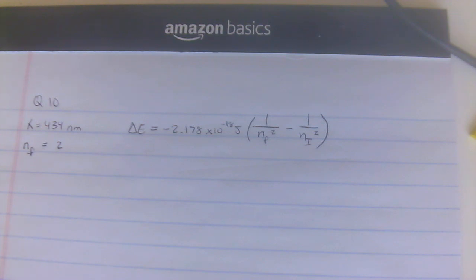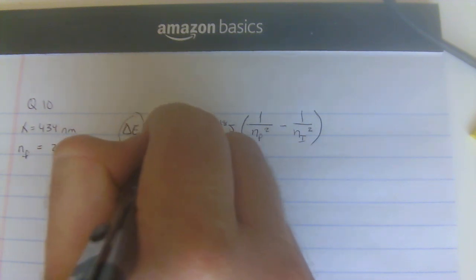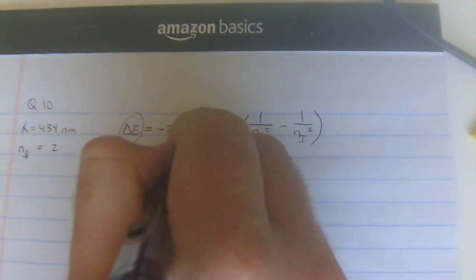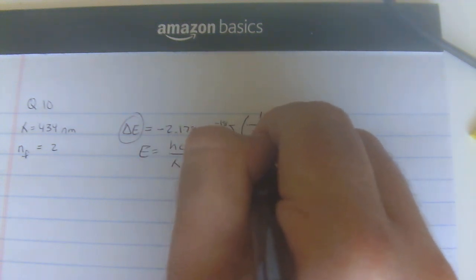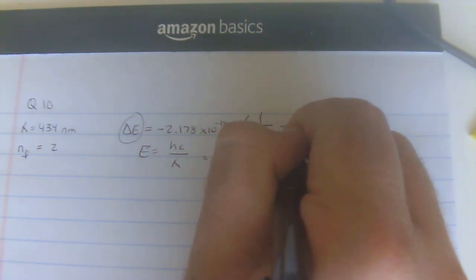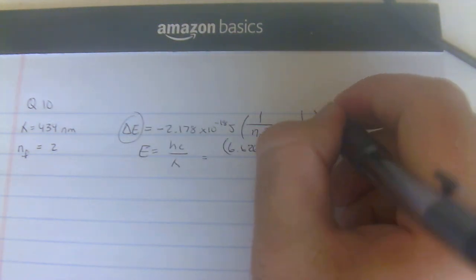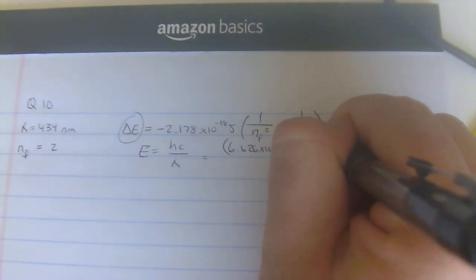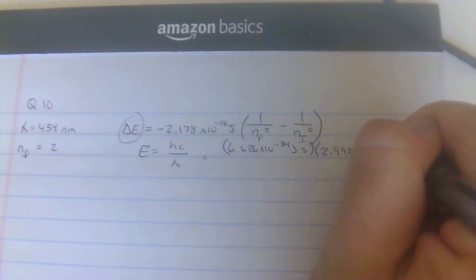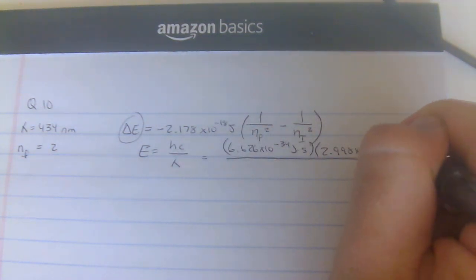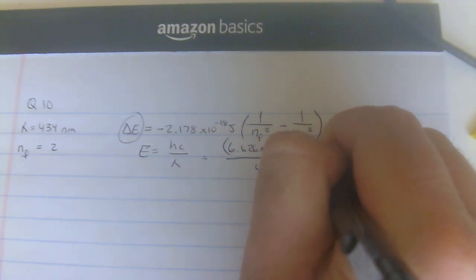So what we've got to do first is figure out what my energy is. Remember, energy is equal to Planck's constant times speed of light divided by wavelength. So we're just going to plug that right in: 6.626 times 10 to the negative 34 joule seconds. If you don't have that memorized by the end of the year, then we're not using it enough. Times speed of light, 2.998 times 10 to the 8th meters per second. We can divide that by 4.34 times 10 to the negative 7 meters.